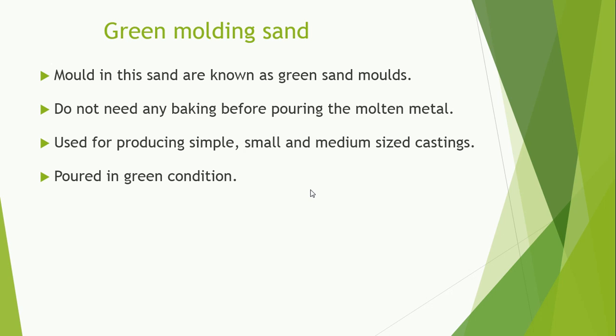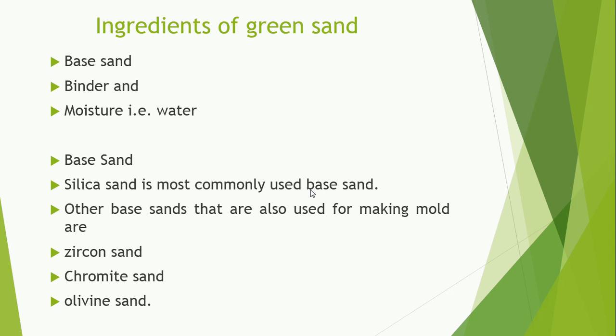Again, molten metal is poured inside the mold cavity in green condition only. Means in the presence of moisture only we are carrying out pouring of the molten metal inside the mold cavity. That is the feature of this green molding sand.